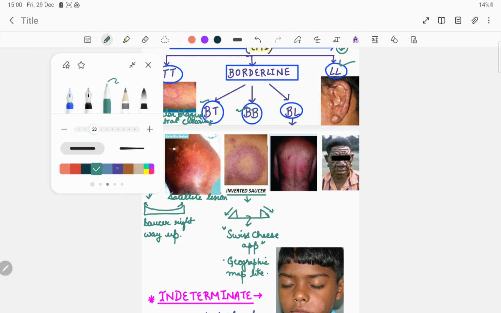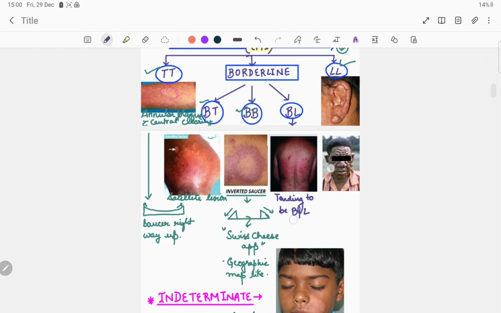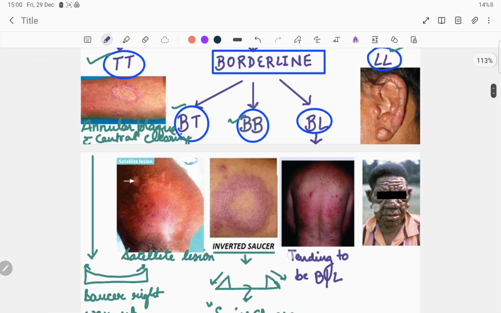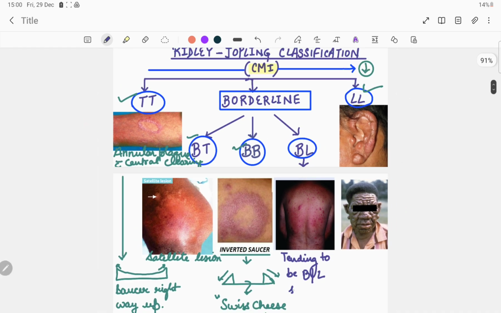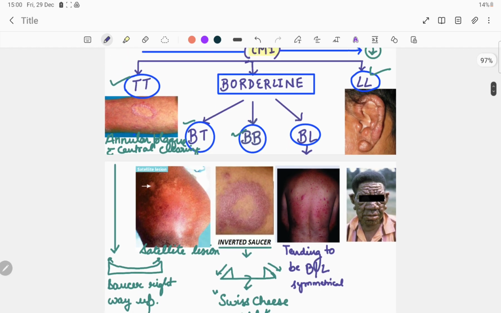Now we come to BL. BB we already told you, and BL is something which is tending to be bilaterally symmetrical. So here the number of lesions starts increasing, so you can't differentiate whether it's just unilateral more or it's bilateral. So it's tending to become bilaterally symmetrical. This is the hallmark of borderline lepromatous kind of leprosy. As we go to the lepromatous type of leprosy, there are a huge number of lesions which you can't distinguish as unilateral. It's just bilaterally symmetrical.